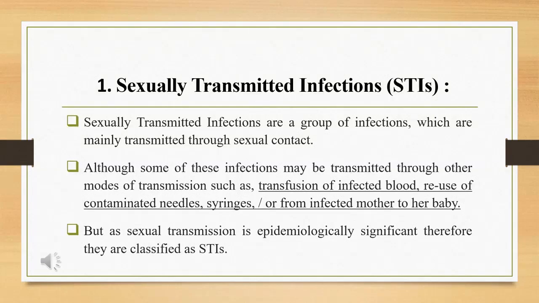Sexually transmitted infections or STIs are defined as a group of infections which are mainly transmitted through sexual contact. Although some of these infections may also be transmitted through other modes of transmission, such as transfusion of infected blood, reuse of syringes or needles, or from infected mother to her baby. But as sexual transmission is epidemiologically significant, they are classified as STIs.